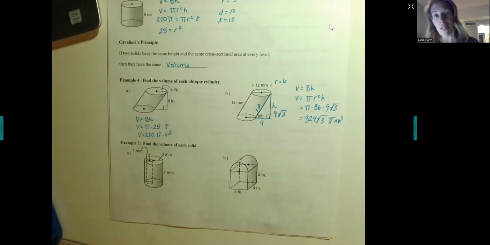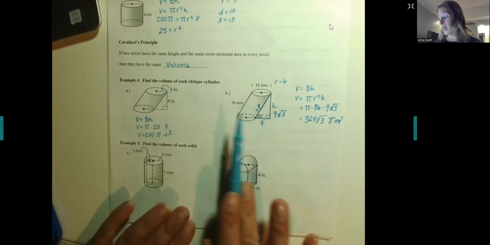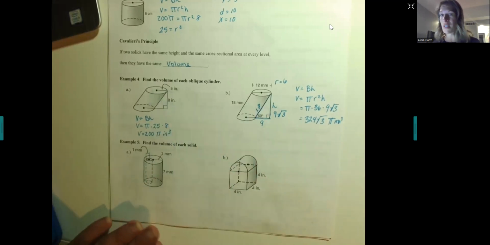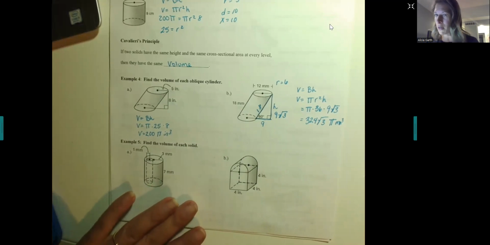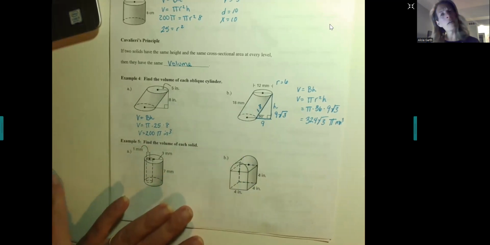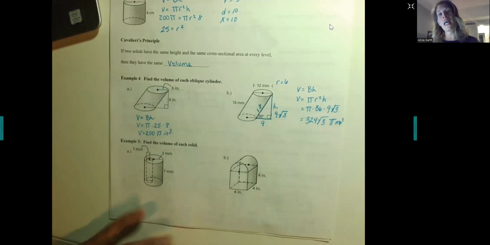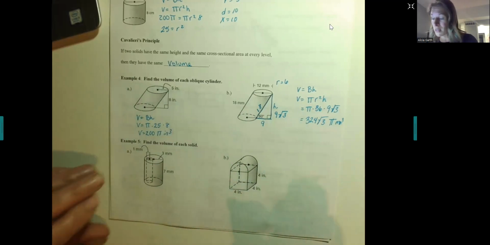So that's where we are so far. We've worked on oblique cylinders. If you have an oblique prism, it's the same thing. You're going to find your height. You know how to do this. Sine, cosine, tangent, 30, 60, 90 triangles, 45, 45, 90 triangles. And then you know how to find the rest.